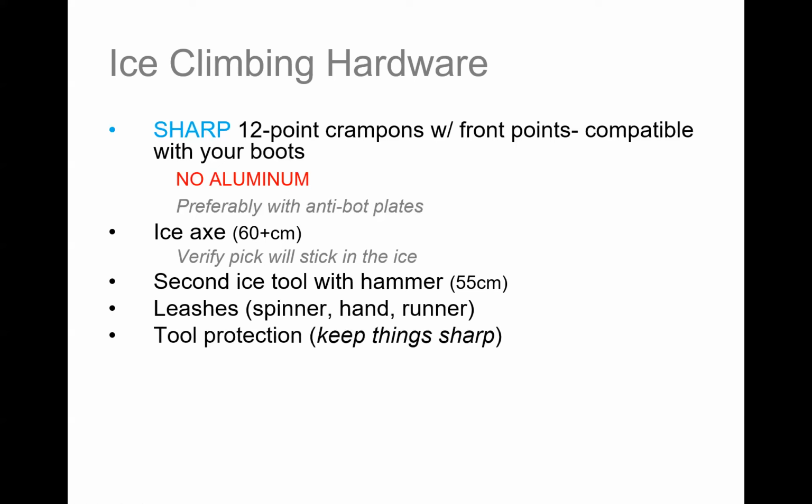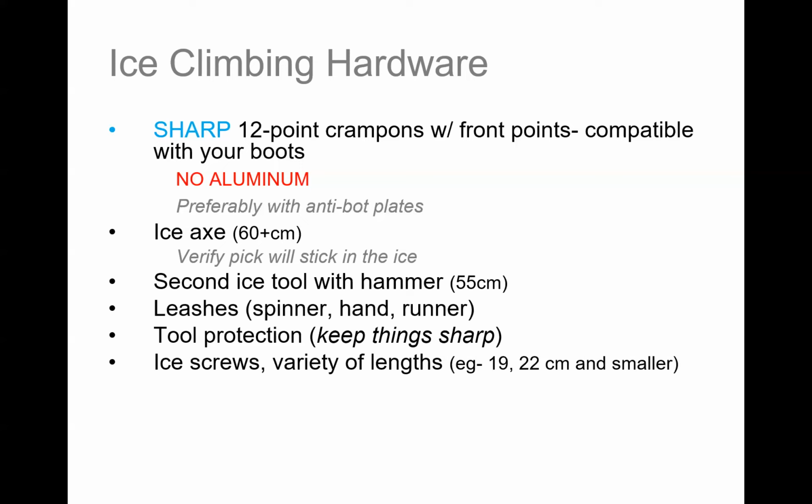Tool protection. This is about some of the rubber guards and pick protections for your axes, or either a bag or the point protection for your crampons. Something that keeps the sharp things sharp. Caps for your ice screws. You are going to need ice screws.